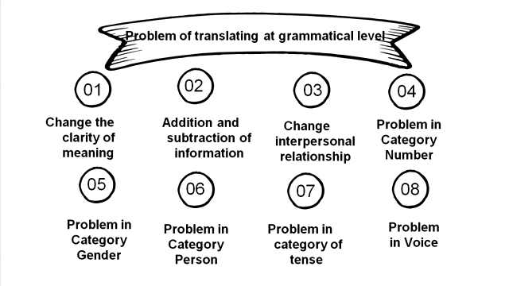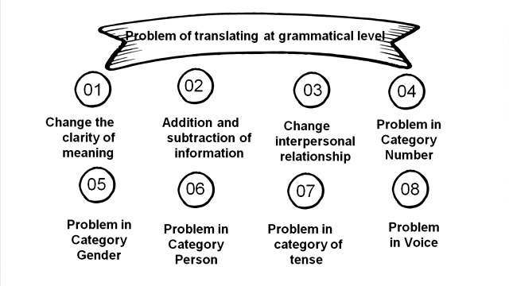Number 5. Problem in category gender. Gender is a grammatical distinction according to which a noun or pronoun is classified as either masculine or feminine in some languages. English and Bahasa Indonesia have different cultures that sometimes create problems in translation.